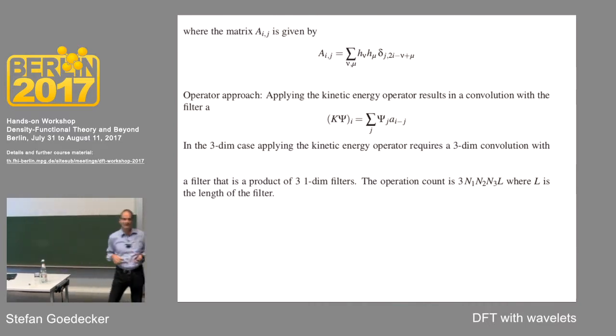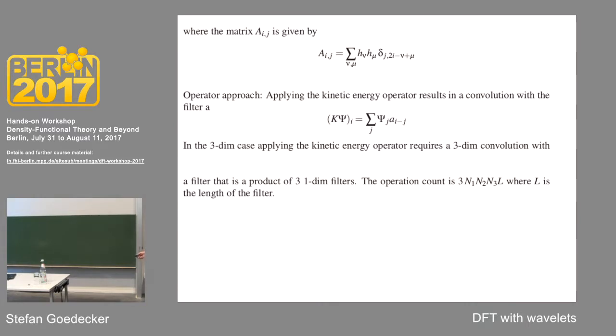The structure is more or less the same as in a finite difference. There you also have certain coefficients. You have a filter that you apply on the real space values of your function. Here you apply your filter on the expansion coefficients with respect to this Daubechies wavelet basis. But in both cases you have to do the same operation. You have to do a convolution of your wave function with this filter to get the kinetic energy applied onto this wave function.